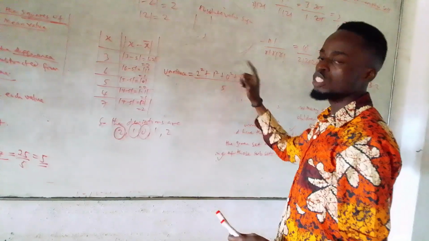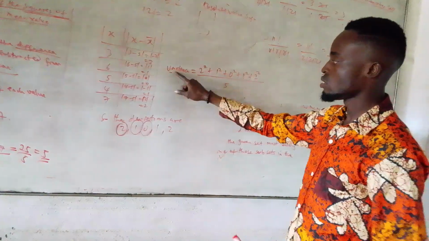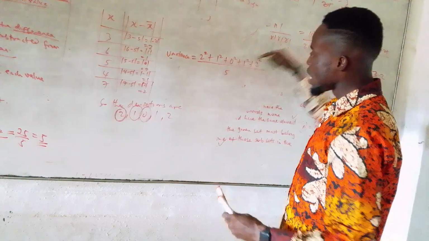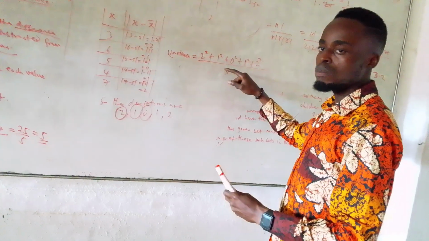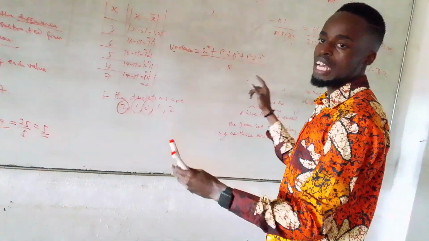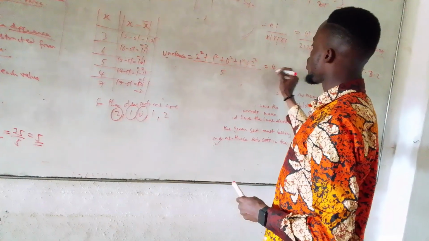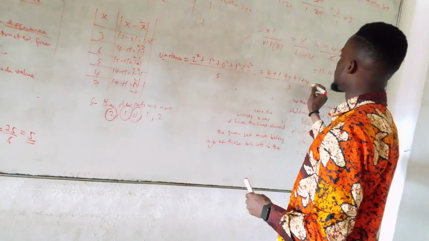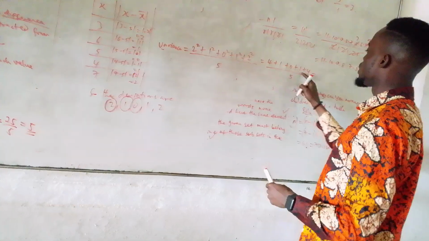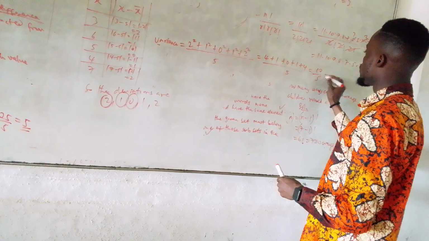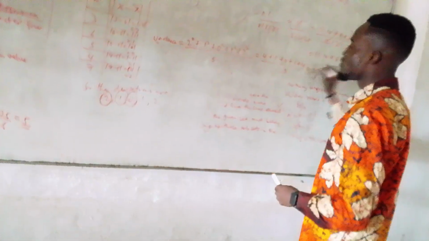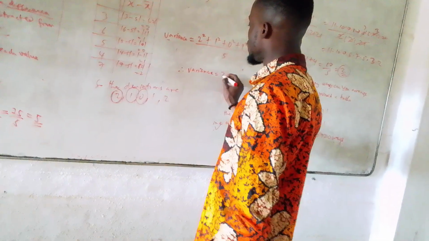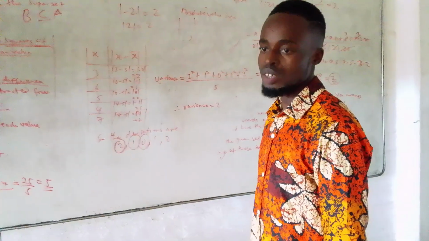So the mean of the squares of deviations is, so what are the deviations? 2, 1, 0, 1, 2, right? So I have to square them and divide by the number of deviations I have here. So that will give me 4 plus 1 plus 0 plus 1 plus 4, right? Over what? 5. So adding these together, 5, 6, 10. 10 over what? 5, which is equal to what? 2. So my variance is what? 2. Therefore, the variance is equal to 2.